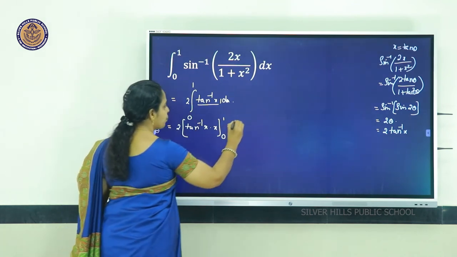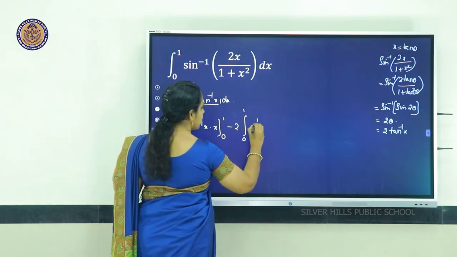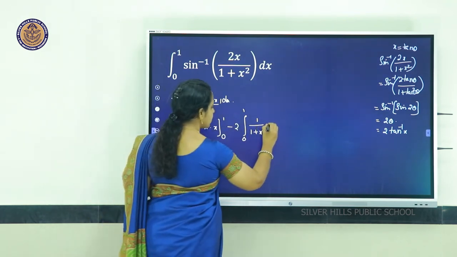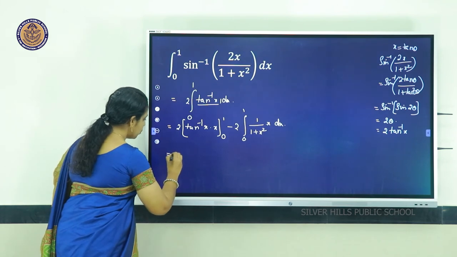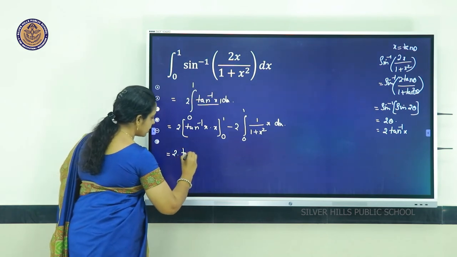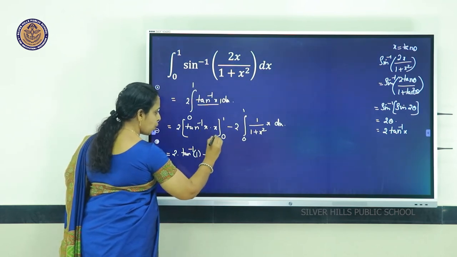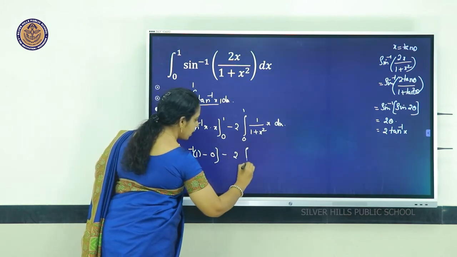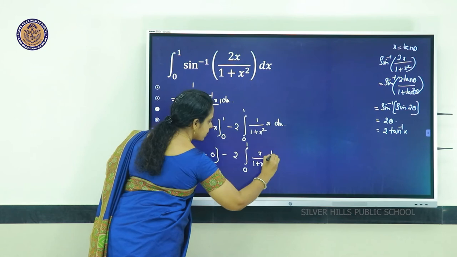Integral 0 to 1, derivative of first function into integral of second, x dx. Equal to 2 into, let us give the upper limit first, tan inverse 1 into 1, minus tan inverse 0 into 0 will be 0. Minus 2 into integral 0 to 1 x divided by 1 plus x square dx.